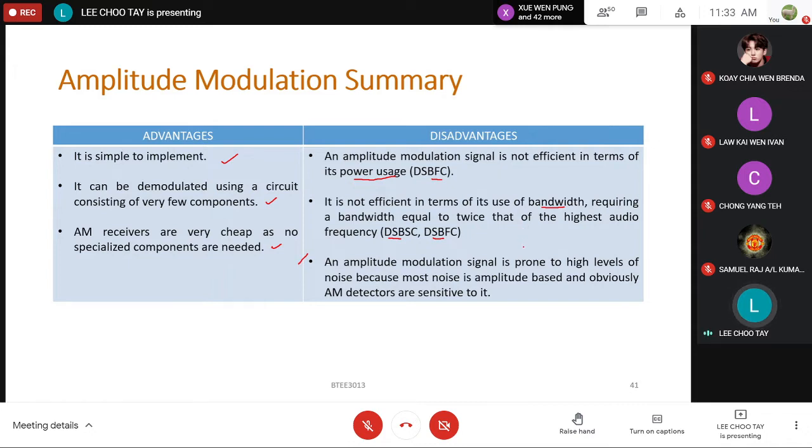Then the amplitude modulation signal is actually very prone to noise. Okay, it's very sensitive to noise, right? Because noise is mostly amplitude based, and our signal is amplitude also. So noise can add to our signal level or reduce our signal level. And our AM detector is also very sensitive to noise. So this is actually the killing point of amplitude modulation, where it is very sensitive to noise.